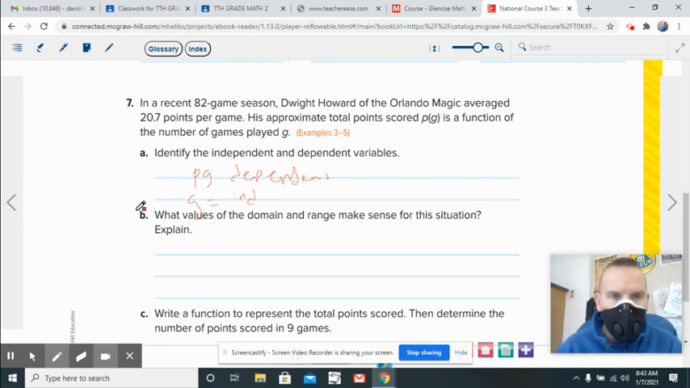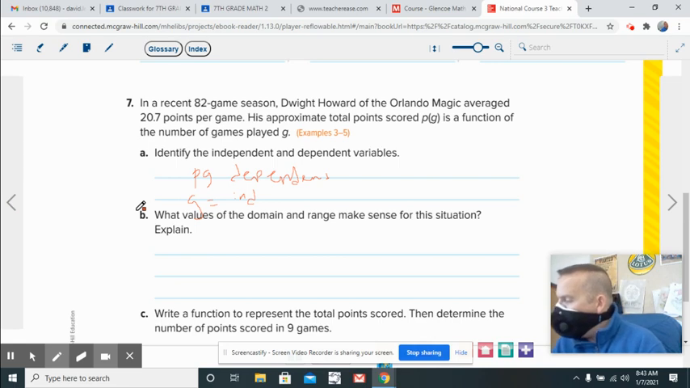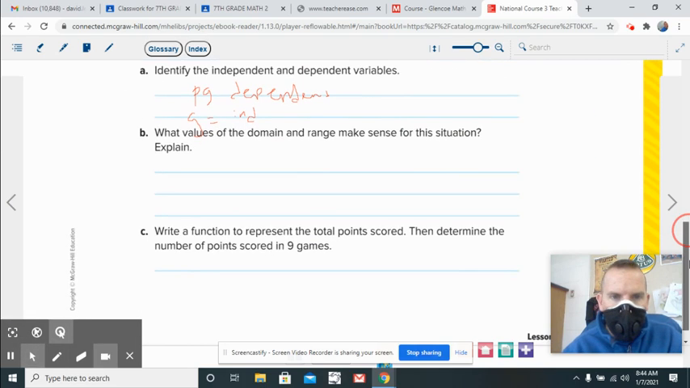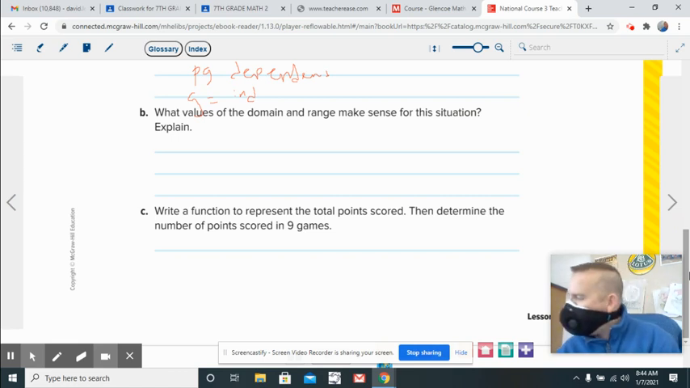Well, his points per game, first of all, the games, he cannot play more than 82 because that's what's in a season. He could play less because he could get hurt, or they could just bench him. He cannot play less than 0. So his games have to be whole numbers between 0 and 82. So your answer for 7B would be anything between 0 and 82 games.